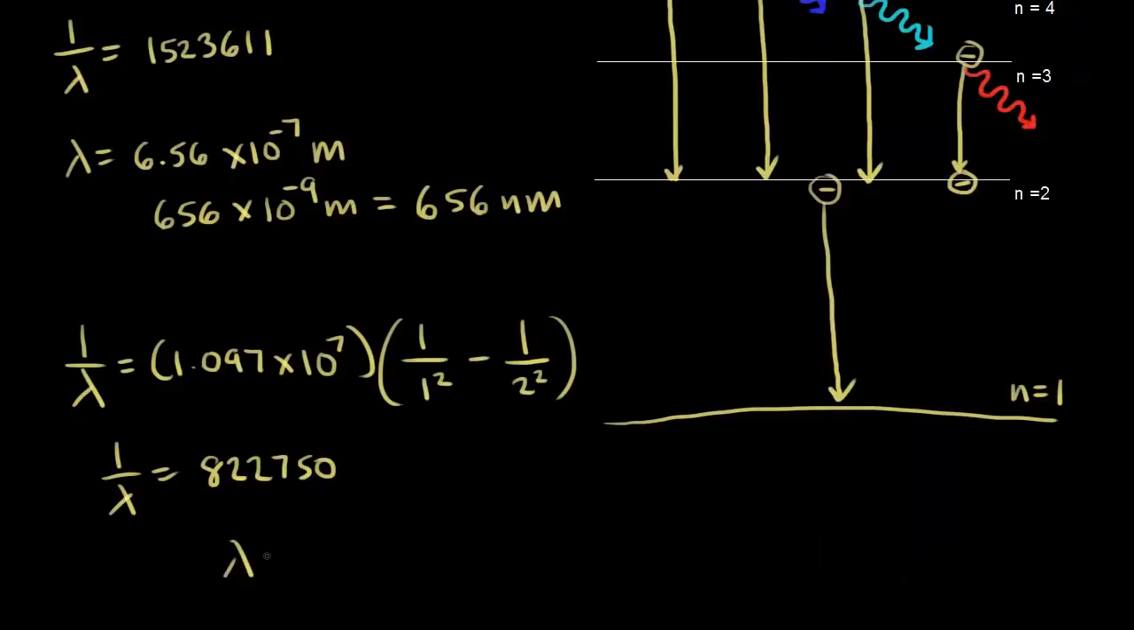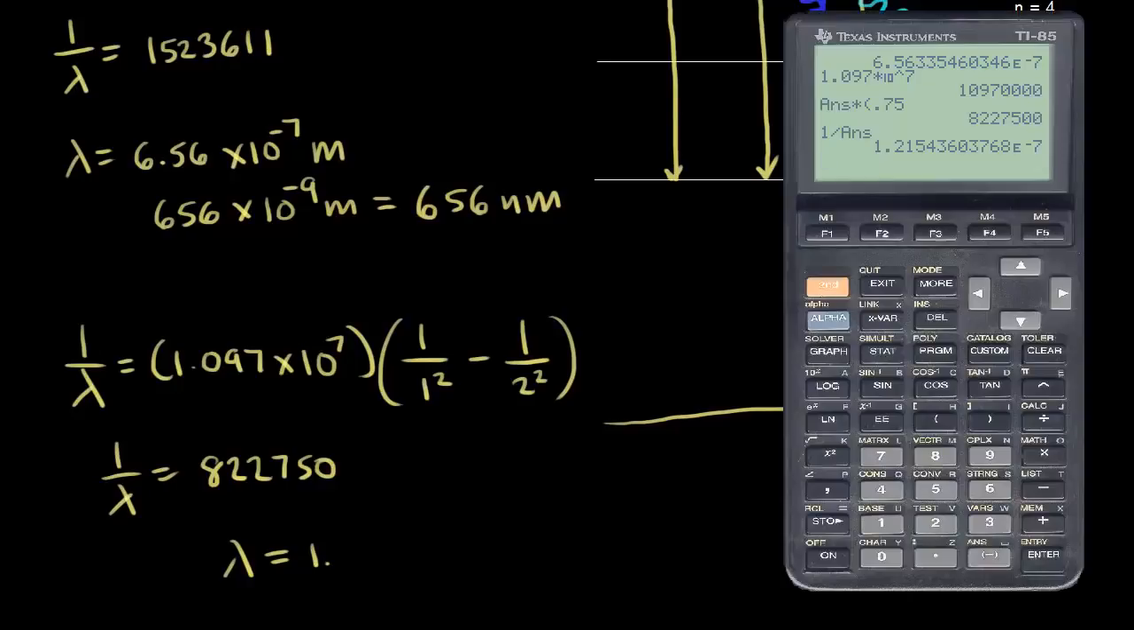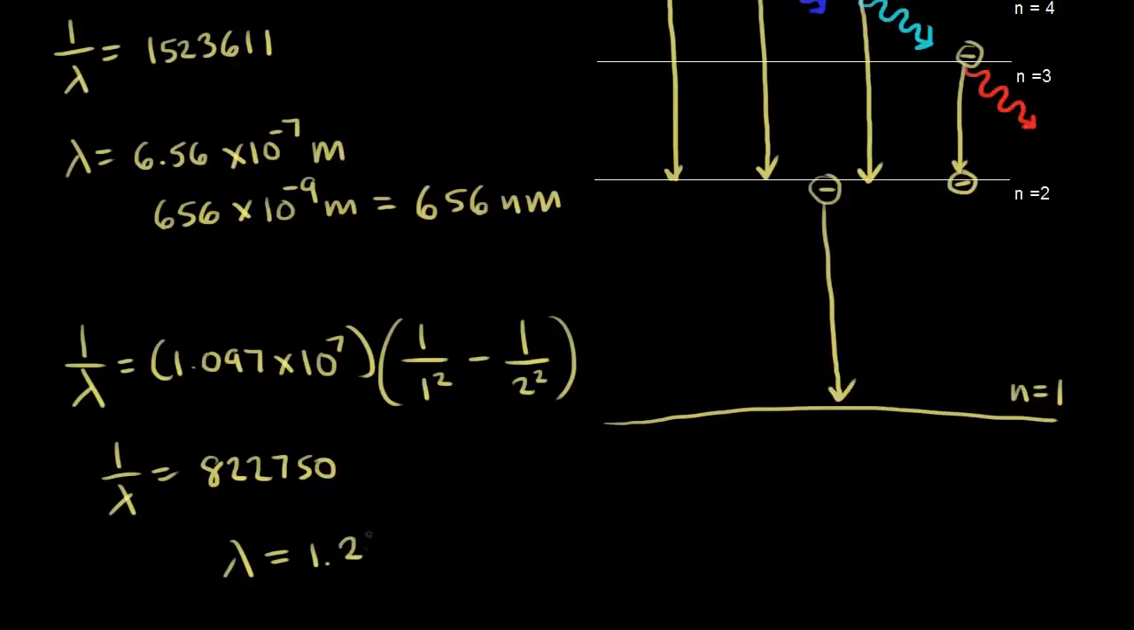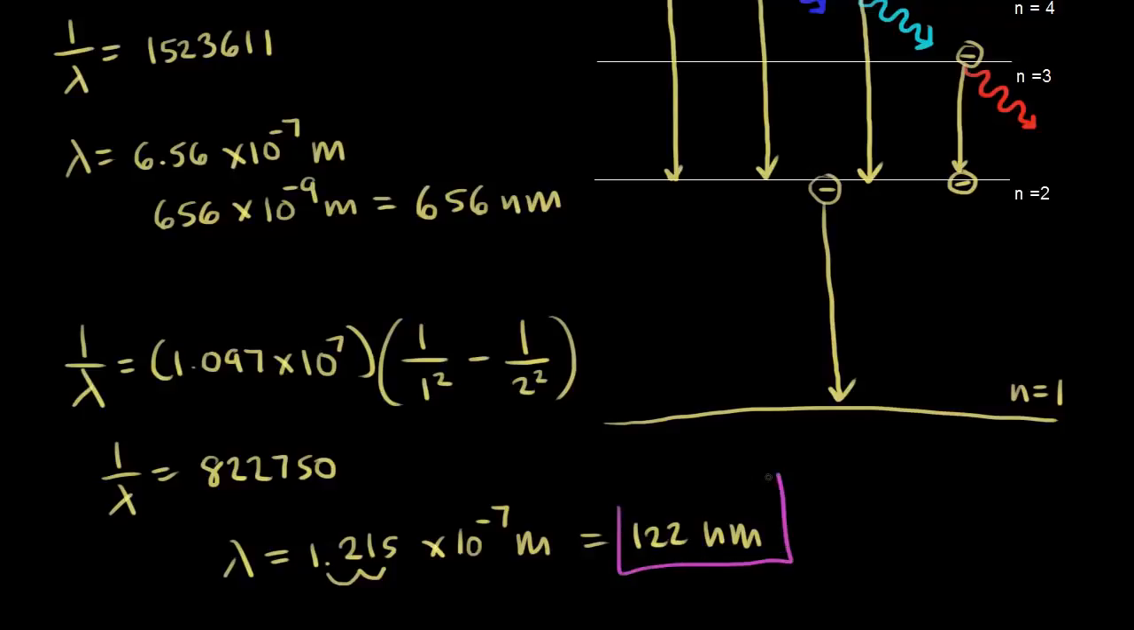So the wavelength here is equal to 1.215 times 10 to the negative 7th meters. And so if you move this over to nanometers, that's 122 nanometers. So this is 122 nanometers. But this is not a wavelength that we can see. 122 nanometers falls into the UV region, the ultraviolet region. So we can't see that. We can see the ones in the visible spectrum only.